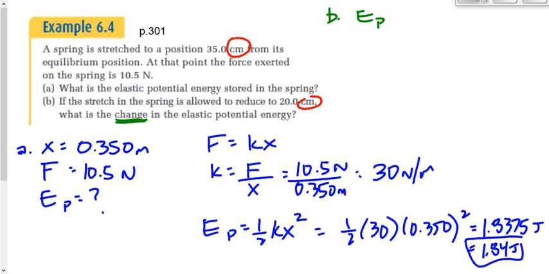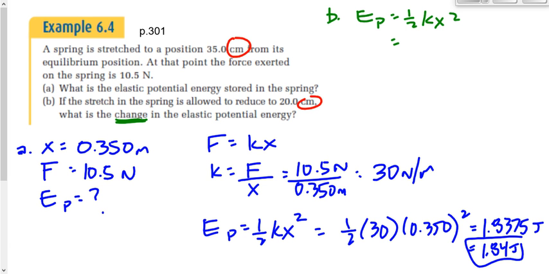So let's get the final energy here. EP is equal to 1/2 k x squared. Oh, what value do I use for k? Do I have to find a new value? 10.5 newtons over 0.2 now? 10.5 over 0.2, is that right? Who says I need to find a new value of k? Yes? Who says I keep the same value?